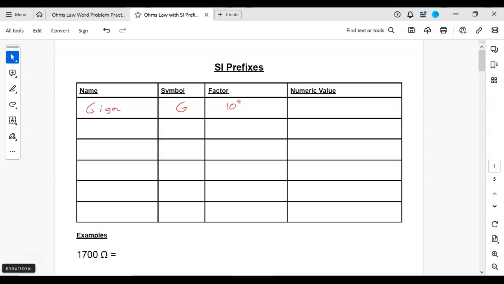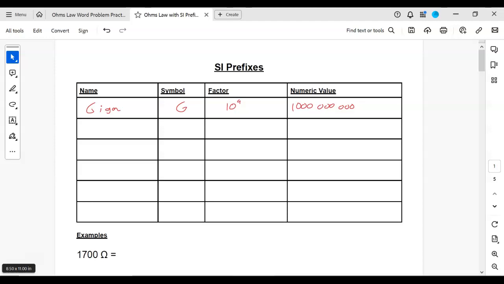So like I said, we're always going to be dealing with powers of 3. So this is the largest power of 3 we're going to be dealing with, 10 to the 9th. And if we actually write that out, that's a 1 with 9 zeros. 3, 6, 7, 8, 9. So if you have 1 giga anything, you have 1 billion of that. Okay, so that's the first one.